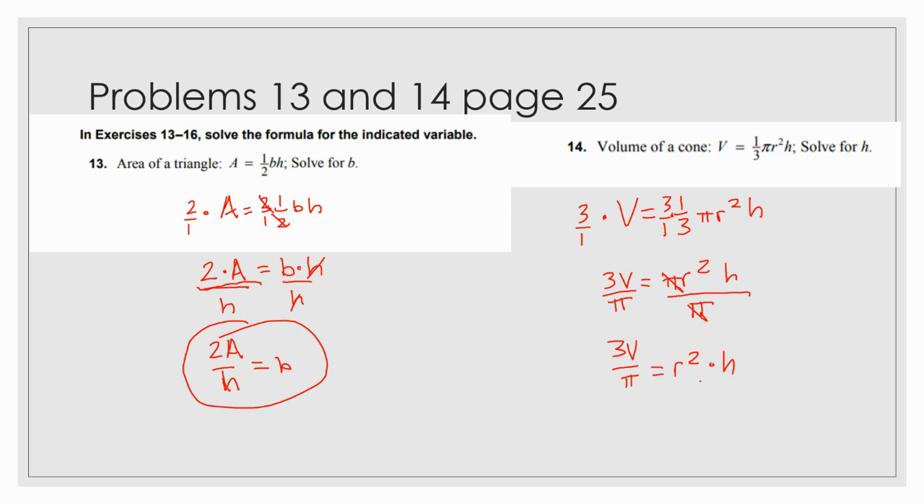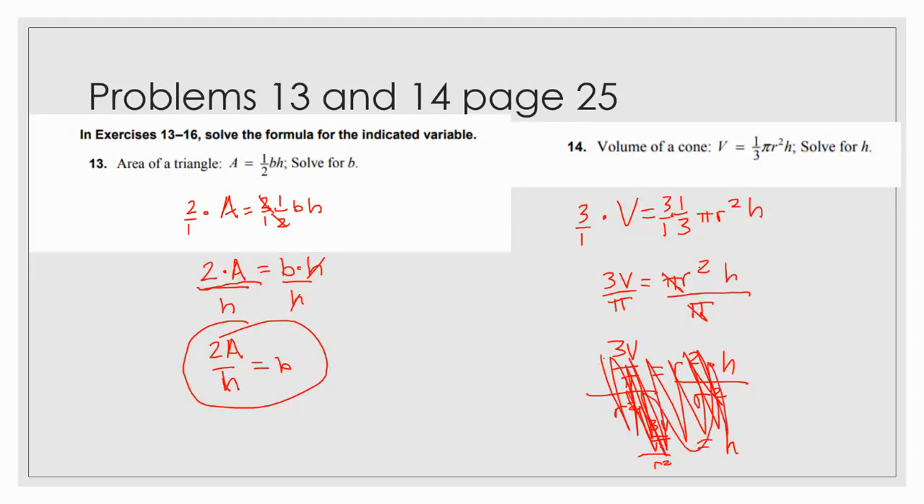And my final step is going to be to divide by r squared. Divide all of this by r squared. That looks a little bit ugly. Height equals 3v over pi divided by r squared. Let me go ahead and do a keep change flip here. Sorry, scratch that. Let me just teach you the easiest way to do this. Pretend I hadn't done all this.